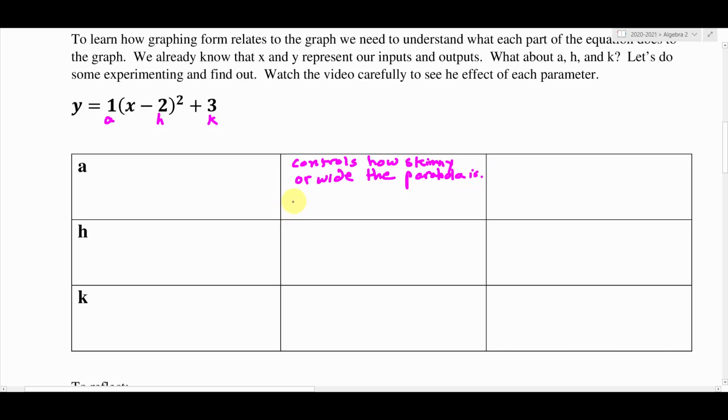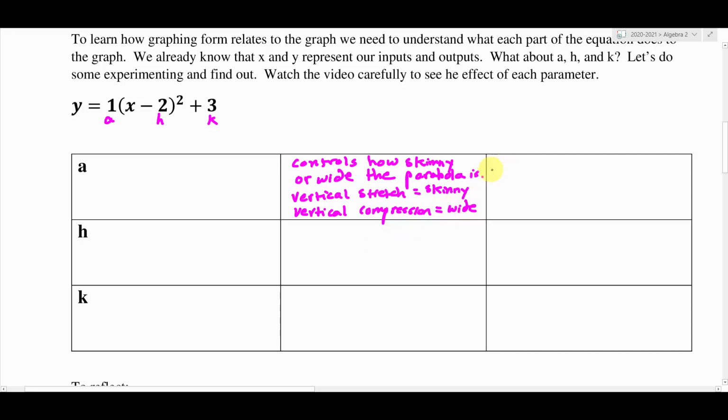Okay, so when we make something skinny, we call that a vertical stretch. That is the official math term for that. So vertical stretch equals skinny. And then if I want to make it wide, we call that a vertical compression, equals wide.